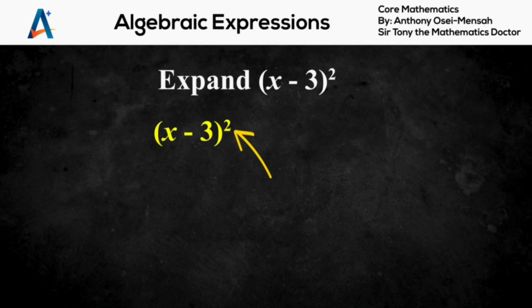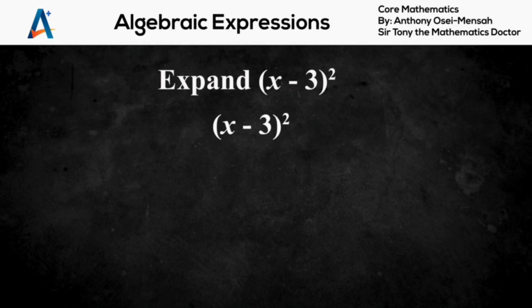Because there is a power against these two terms in the bracket, students normally take the first term, which is x, then they square it. They bring the subtraction sign followed by the second term, which is 3, and they square it. So they end up getting x² − 9. And this is wrong. Let me now show you the correct way of expanding this particular mathematical expression.